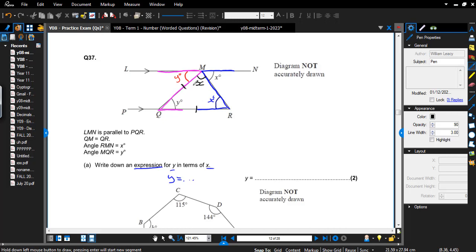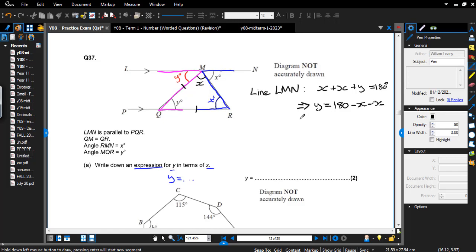Now we could have two equations in terms of y. Let's look at the straight line first, the line LMN, which is just that line. You could call it LN if you want. What do we know? y plus x equals 180 degrees. So x plus y equals 180 degrees, and they want y equals blah blah blah. So that line is y equals 180 minus x.